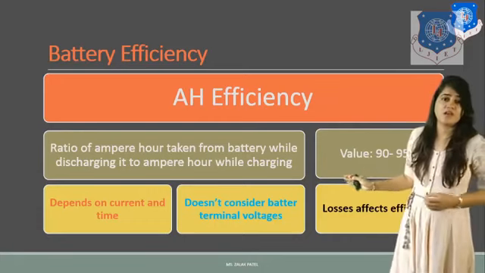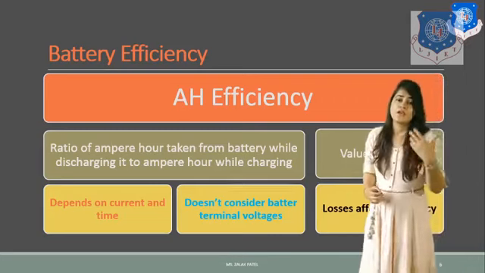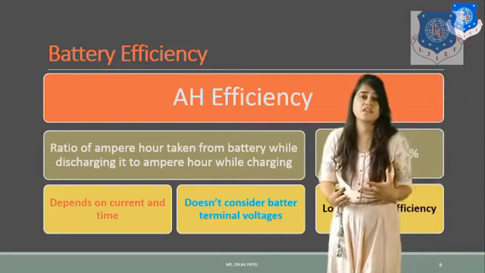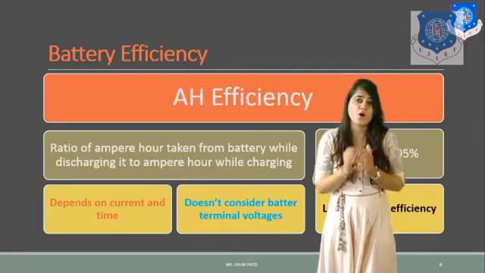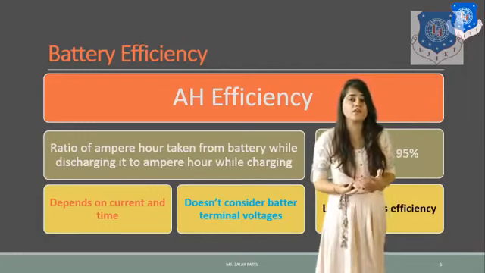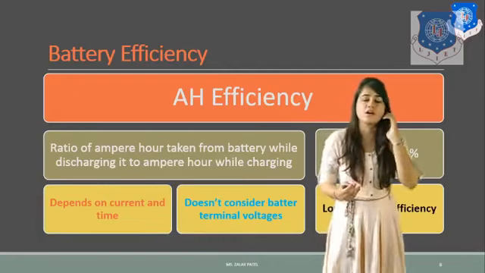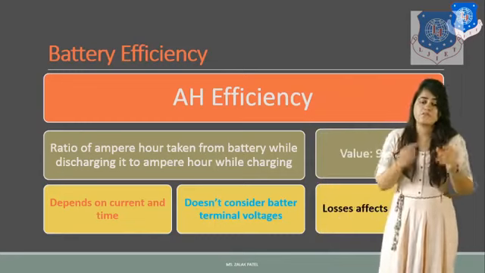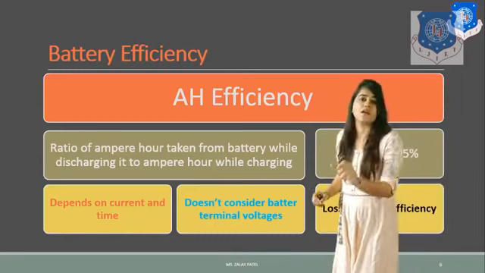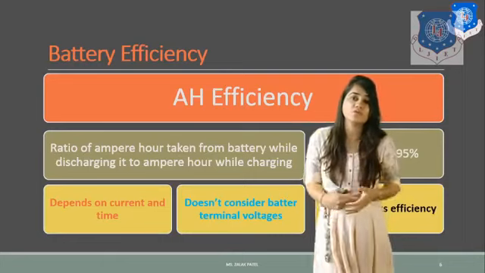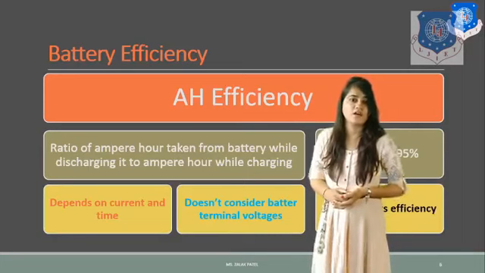Here, 90 to 95% ampere hour efficiency is possible. Several losses affect the battery efficiency in ampere hour, which means if the losses are more, then the ampere hour efficiency will decrease. It also depends on the current and time. Why current and time? Because it is mainly the multiplication of the current term and time, so if any of the values change, it affects the ampere hour efficiency.